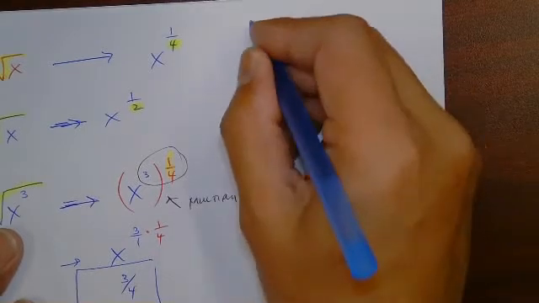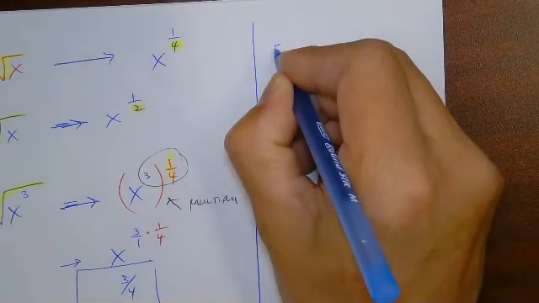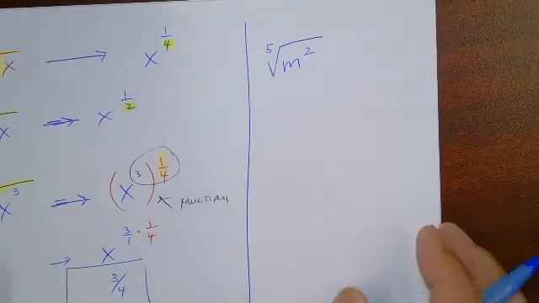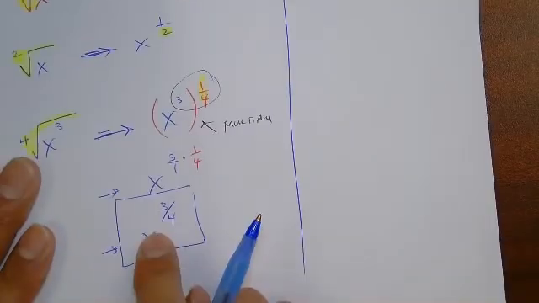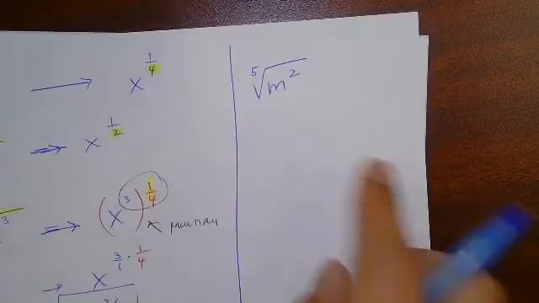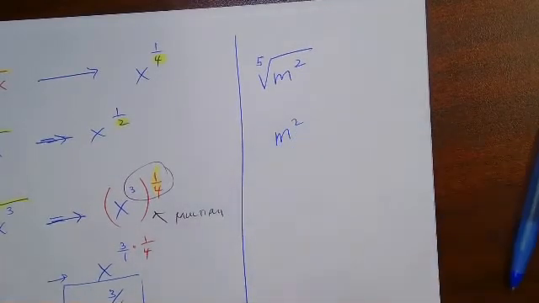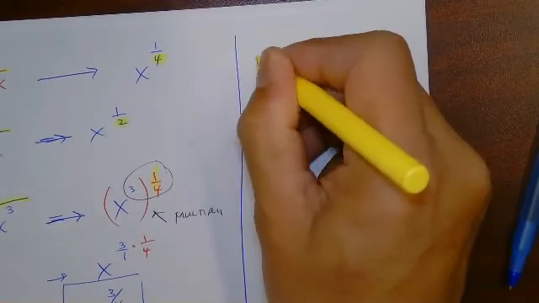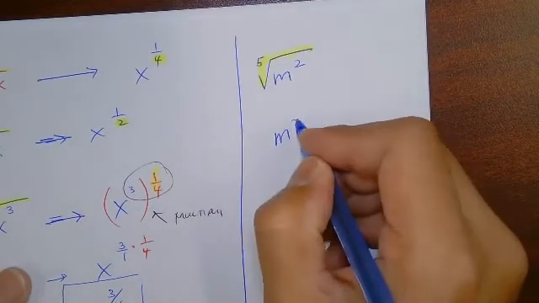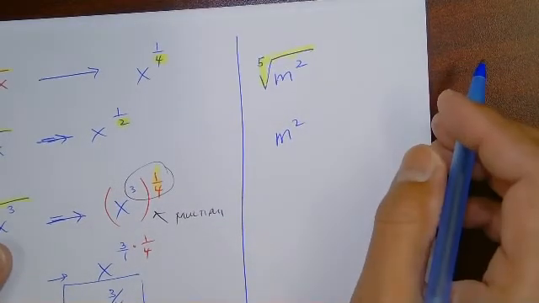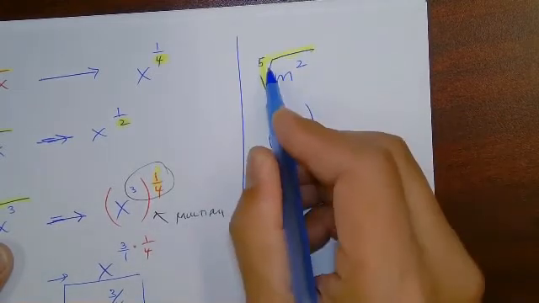Okay, let's do another one real quick like this. What if I have the fifth root of m squared? You have to convert that, because we want to use bases and exponents. We don't want these radicals. So that would be m squared, and remember, this radical is a fractional exponent. Another word for a fraction is a ratio, or rational exponent.